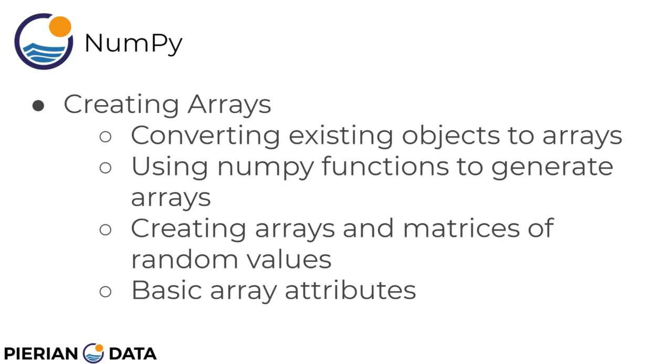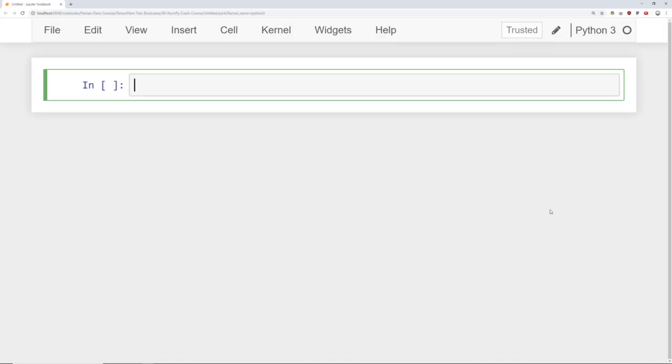Then we'll talk about creating arrays and matrices of random values. Often in data science and machine learning, we need to quickly create random values in a certain shape, and NumPy has a lot of tools for that. Then, we'll talk about some very basic array attributes, such as data types and shapes. Let's get started. Okay, here I am at my Jupyter notebook.